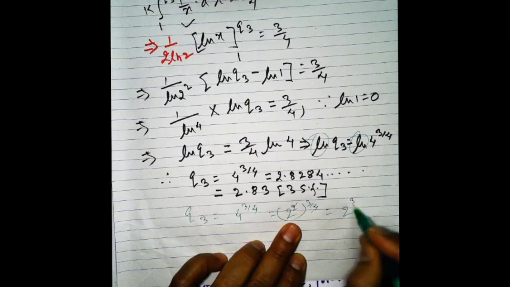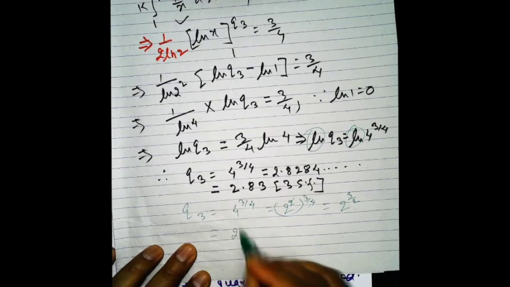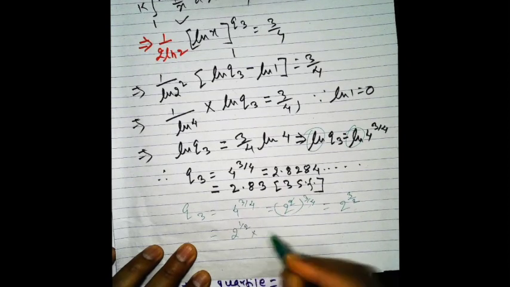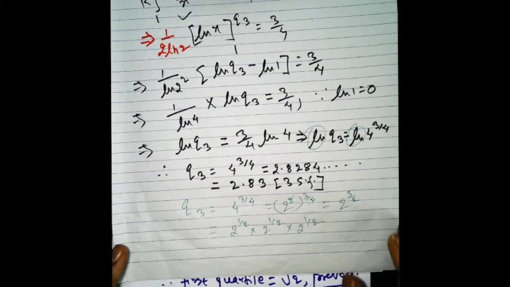to the power 3 by 2. And 2 to the power 3 by 2 means how you can write here: 2 to the power 1 by 2 times 2 to the power 1 by 2 times 2 to the power 1 by 2. So anyway, you can express in terms of exact answer.